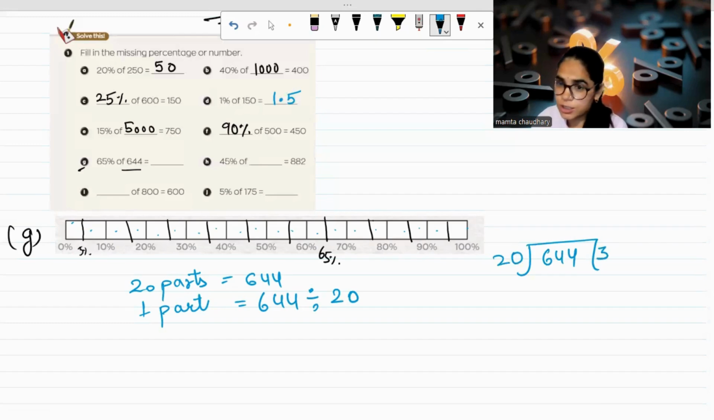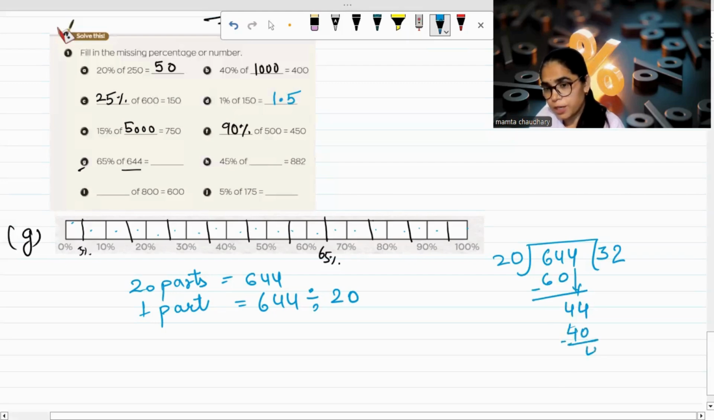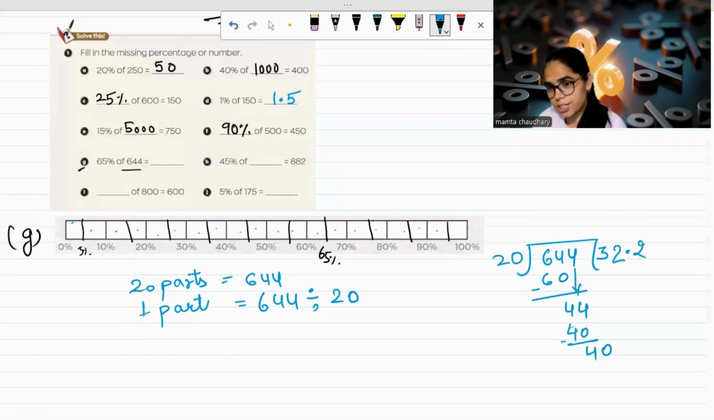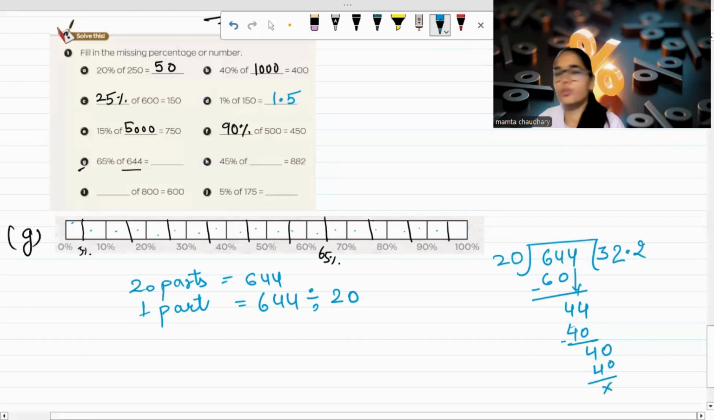23 is a 60. Now this 4 will come down. 22 is a 40. Now 4 will come down. Decimal, it will be 0. And 22 is a 40. Yes, absolutely correct. So 32.2. So one part is 32.2.